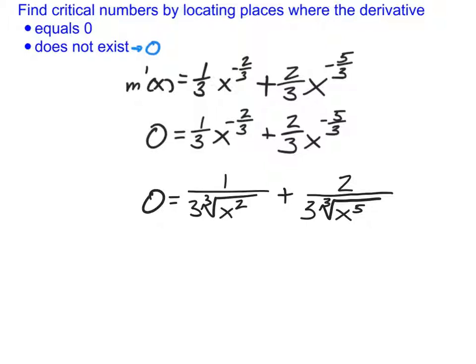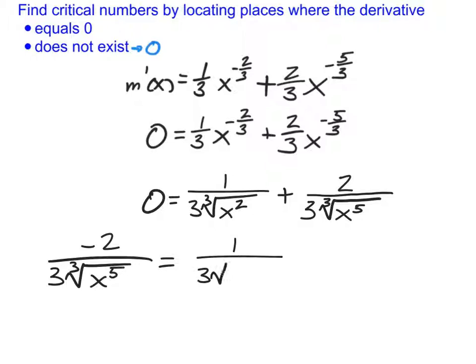Now at this point, there are different things that you could try doing. But I think the easiest way, at least by the way my brain works, is that because I have 2 fractions and it's all equal to 0, I'm going to move one of those fractions to the other side. It doesn't really matter which one. I'm going to subtract the second fraction from both sides. That gives me negative 2, negative because I'm subtracting it, over 3 cube root of x to the 5th, equals the same fraction, 1 over 3 cube root of x squared.